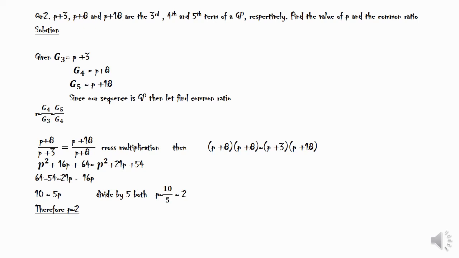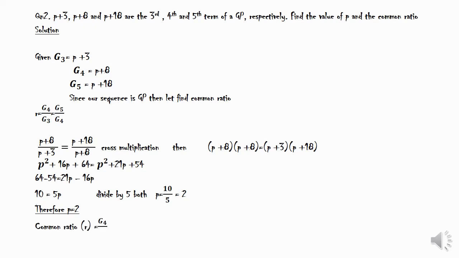After that, what next? The next step is to find the common ratio, because we know that G4 over G3 is the common ratio, or G5 over G4 is the common ratio. Just take only one there. So we will take G4 over G3. Tutachukua function moja tu pale juu ili kutafuta common ratio, but we already know the value of p. The issue is just to substitute.